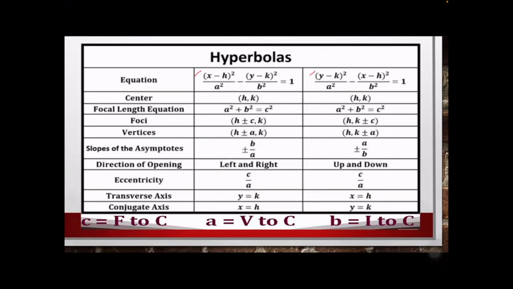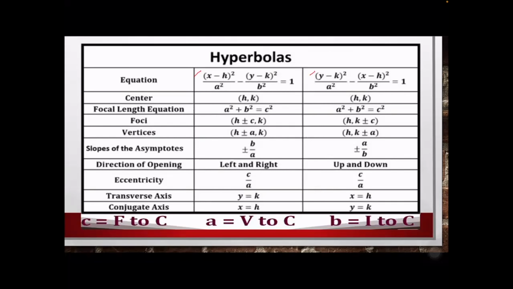Then, focal length equation. We can have here a squared plus b squared is equal to c squared. So, gagamitin pa rin natin yan. The foci, we have h positive and negative c, then k. Sa kabila, baliktad lang sila. So, magkakaroon ka ng h, then k positive and negative c. For the vertices, we will have here the h positive negative a, then k. Pagdating sa kabila, baliktad lang. We will have h, then k positive negative a.